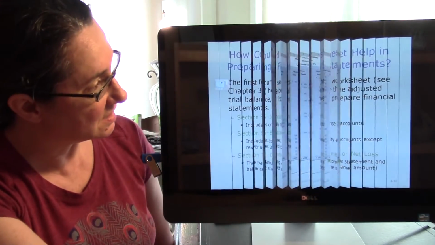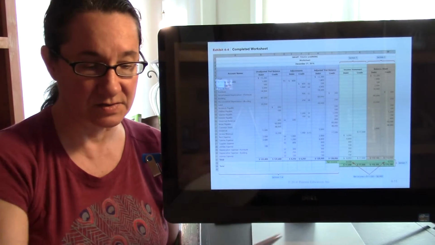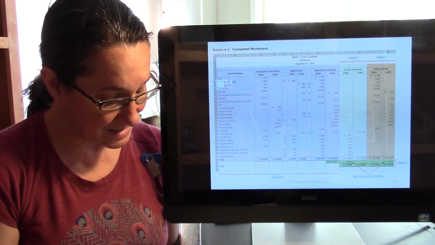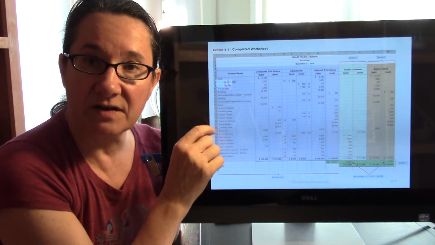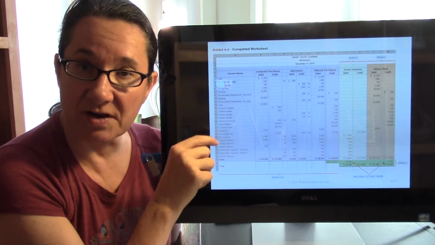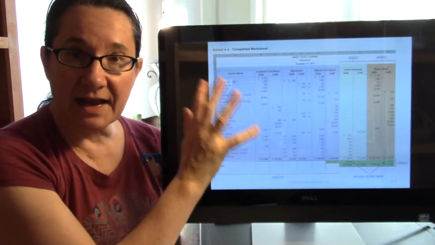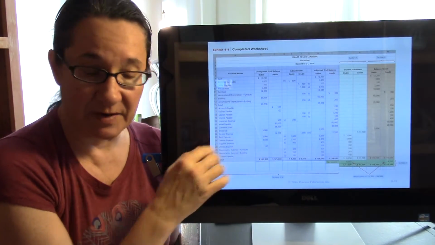So let's look at a worksheet that we've just been talking about. So, okay, this is a worksheet, right? And this particular worksheet is on page 190, Exhibit 4-4, and pretty much this is what you're going to do for your Excel project that you turn in for 40 points in November. So this will be an excellent example for you for the worksheet assignment.